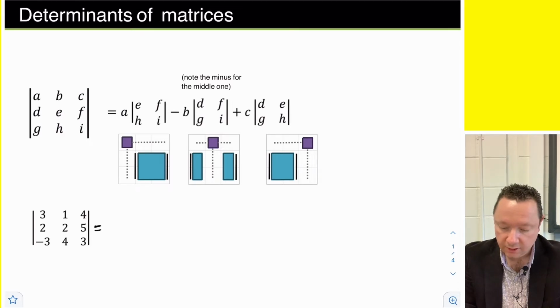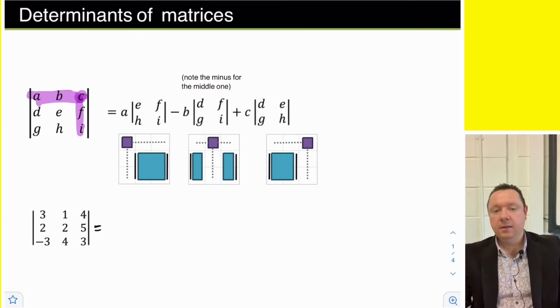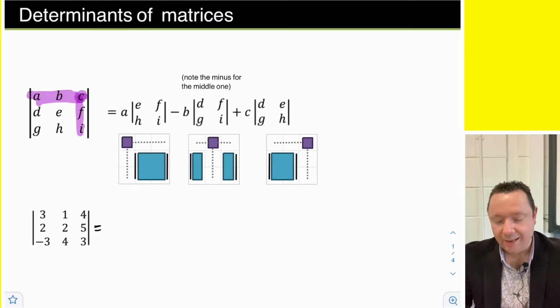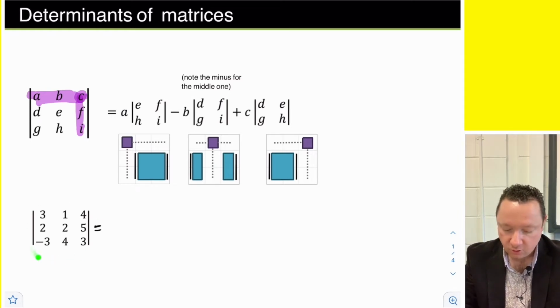So it's plus C. Delete the column and the row that it's in. That leaves me with the matrix D, E, G, H. D, E, G, H times C. And it's just something that in advanced higher level you're just going to have to remember. But let's go into an example of how to actually do this with the determinant of this matrix here.